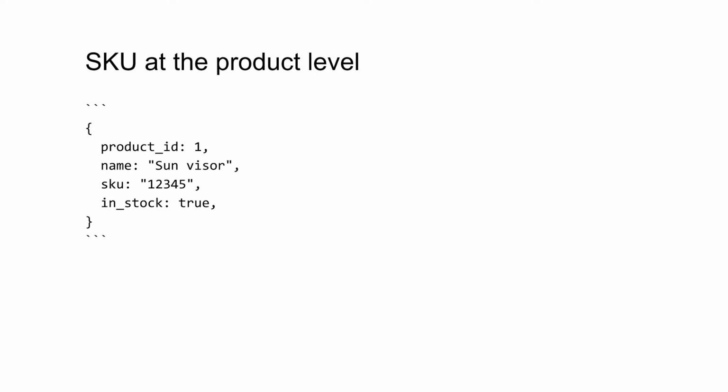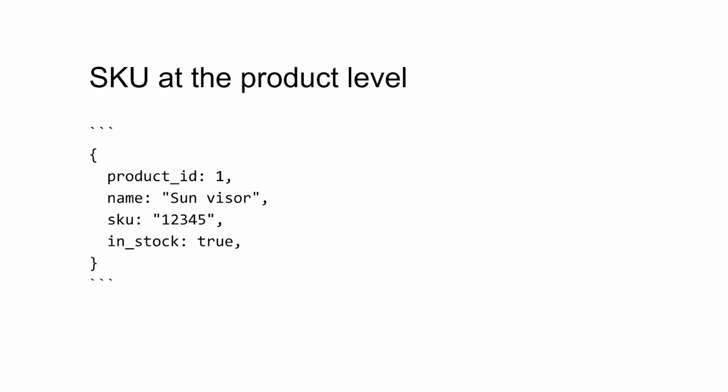A SKU is a stock keeping unit. It's assigned to products to track inventory. SKUs can be used to power search features like in-stock filters. SKUs can also be assigned to products, variants, or subvariants. If you have no variations of a product, the product and SKU are the same in your data model.